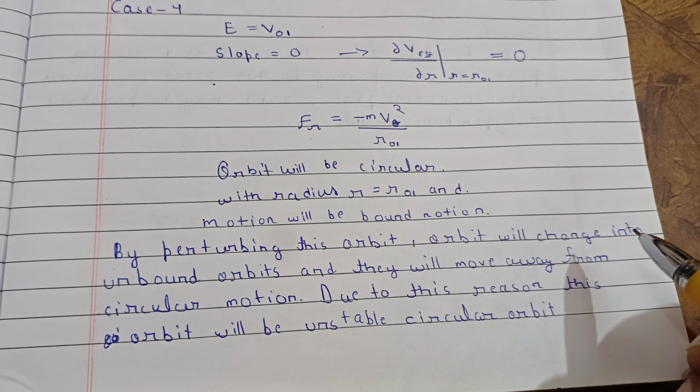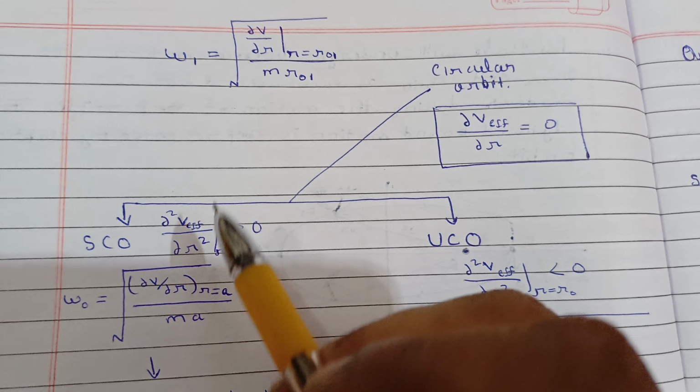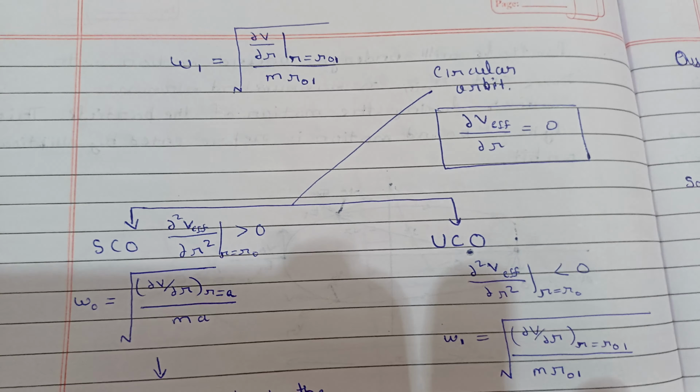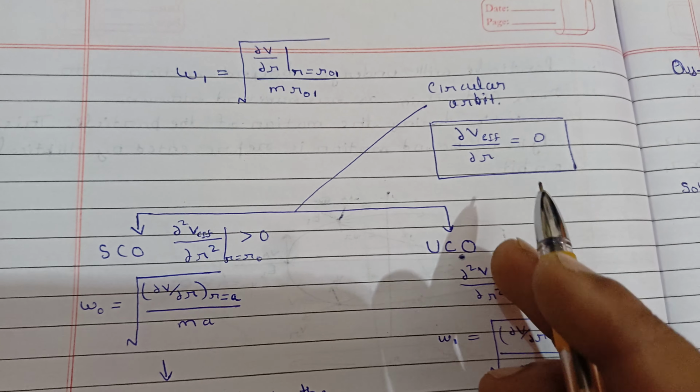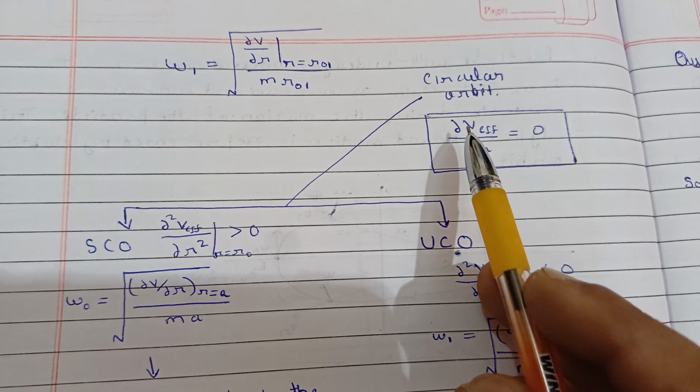I already described this. The angular frequency of this circular orbit will be the same as here: del V over del R at R equal to R naught, divided by m R naught 1. You can use the same formula here also. At both these points for the circular region, del V effective divided by del R will be 0. Remember these formulas, we will use them in the questions, very important.